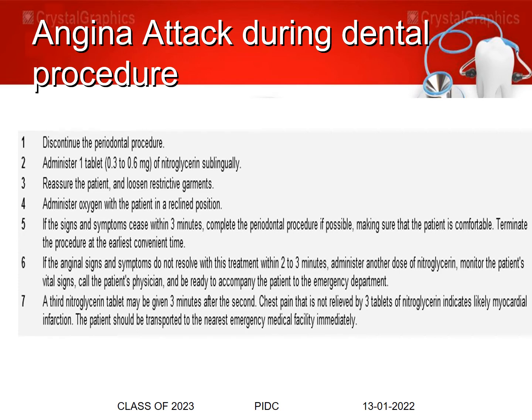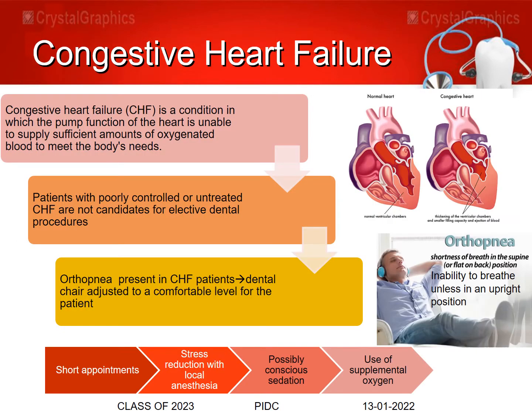But if it does not cease within 2 to 3 minutes, administer another dose of nitroglycerin while calling the patient's physician. A third dose of nitroglycerin is to be given after the second one, after 3 minutes. If the chest pain is not relieved after that also, please transport the patient to the nearest emergency facility immediately.